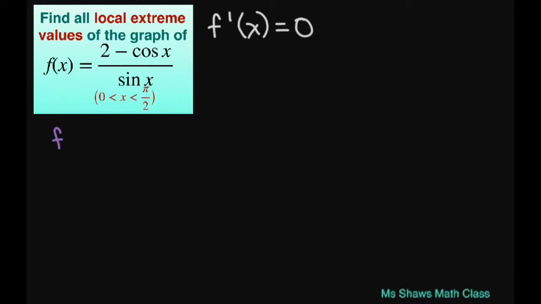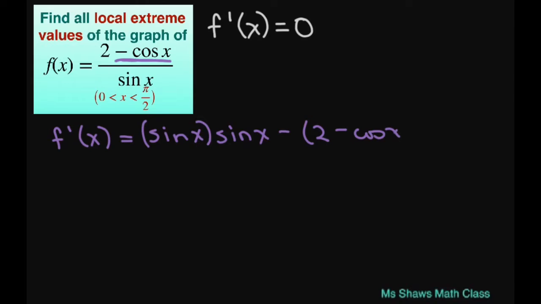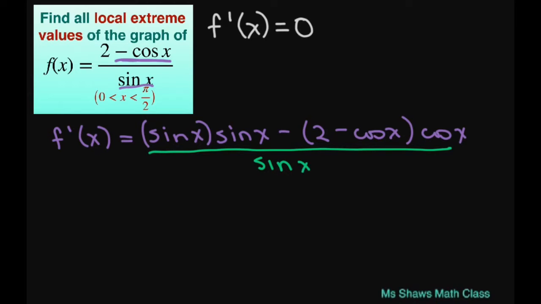Basically, we're going to take our derivative f prime of x and use the quotient rule. So when you differentiate 2 minus cosine of x, the derivative of negative cosine of x is negative, so you'll have two negatives. So that just gives you sine of x. And then you have to multiply it by your denominator. Then you subtract your numerator times the derivative of your denominator, which is just cosine of x. And then all divided by your denominator squared.